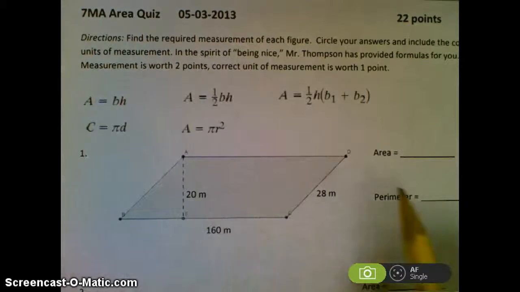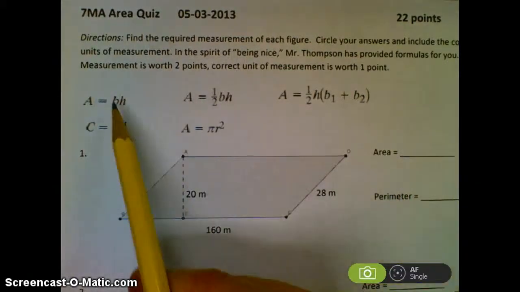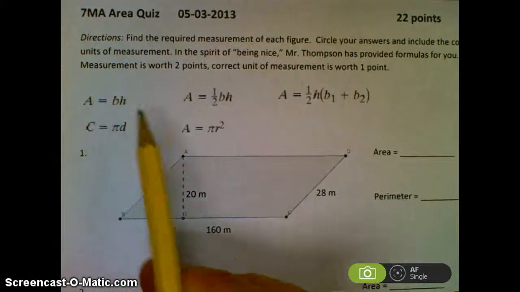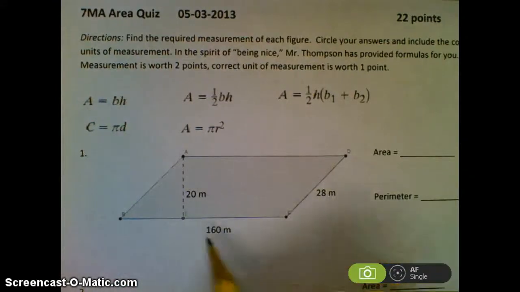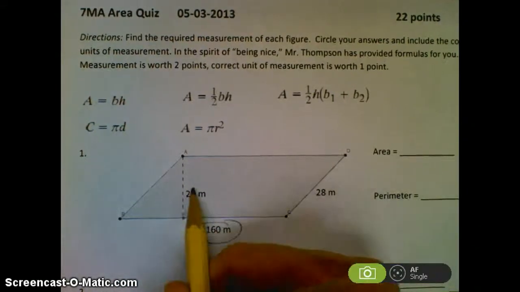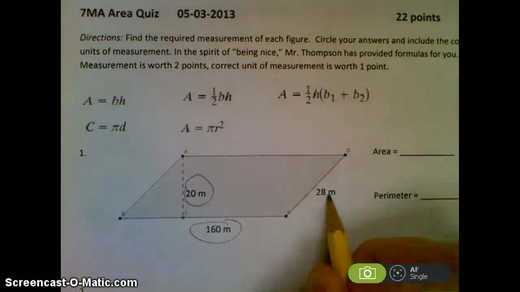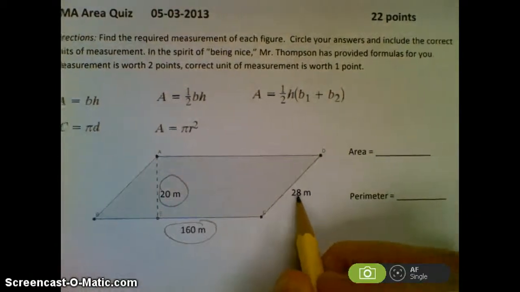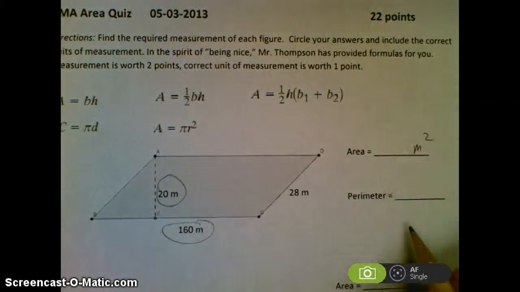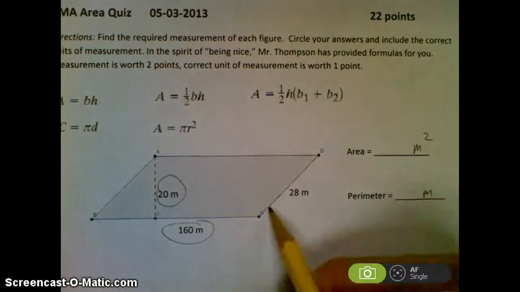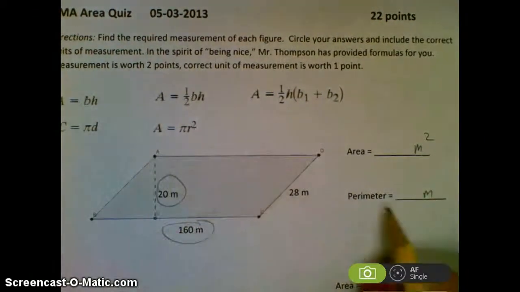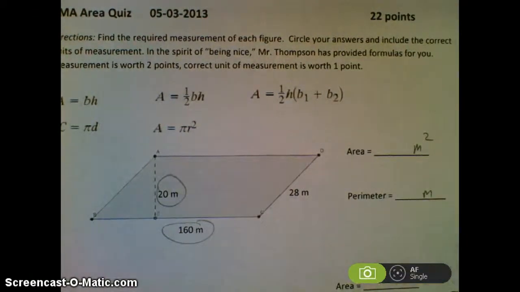So number one, it's a parallelogram, and I didn't tell you what it was, but I gave you area equals base times height. You want the base times the height. Multiply those two together. Be careful about your units. Units for area would be meters squared. Units for perimeter, that's a distance, would be meters. To get the perimeter, you just have to add up all the sides.